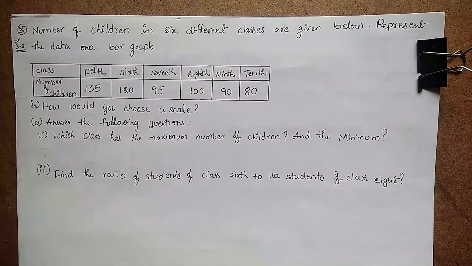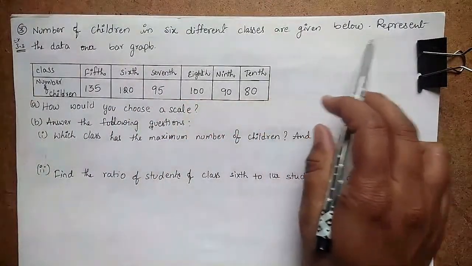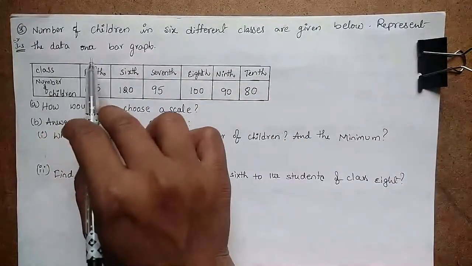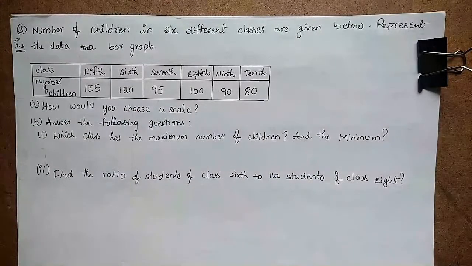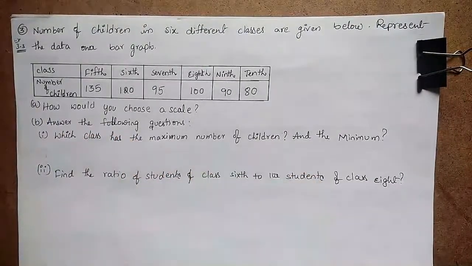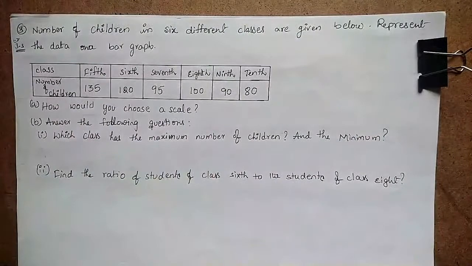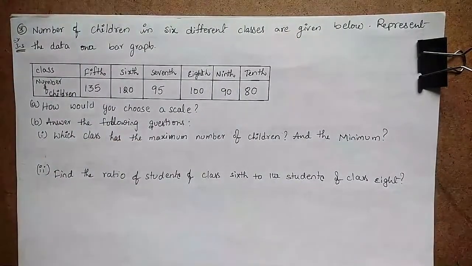Today I came with a data handling topic from exercise 3.3. The question was: the number of children in 6 different classes are given below. Represent the data on a bar graph. This was the given data of children in 6 different classes, from 5th, 6th, 7th, 8th, 9th and 10th. Here we have to represent it in its bar graph. Next, we have to follow the given questions.